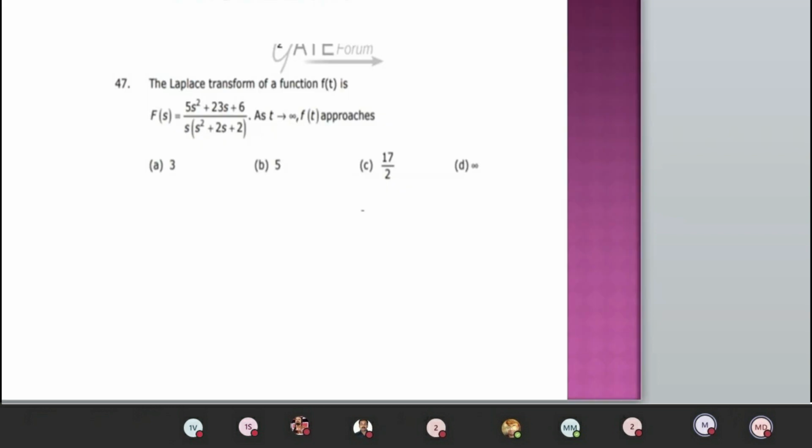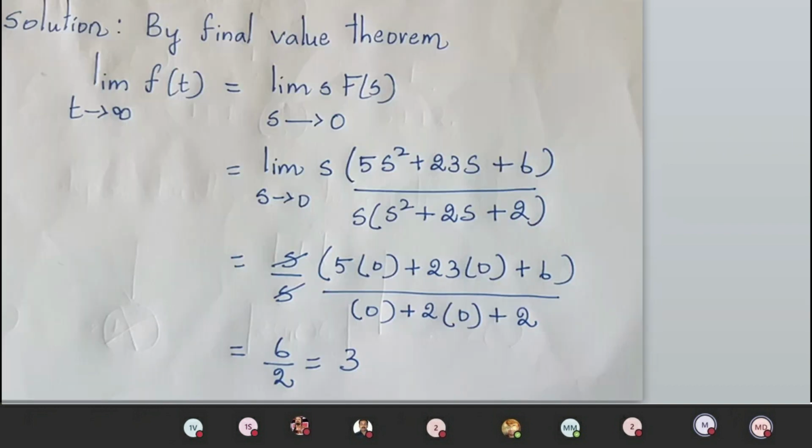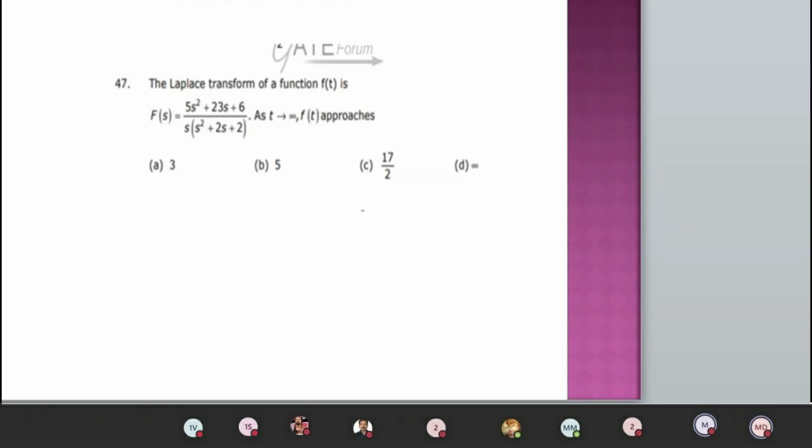And you should understand one thing. As t tends to infinity means it is final value theorem. As t tends to 0, it is initial value theorem. Now, by final value theorem, limit t tends to infinity of f of t is limit s tends to 0 of s into F of s. Kindly understand, t tends to infinity in time domain is equal to s tends to 0 in frequency domain. So let us substitute this. This problem is very, very simple. It is direct substitution. And when I substitute 0 everywhere, you can notice that I'm left only with 6 by 2, which is 3. So the best choice is A.